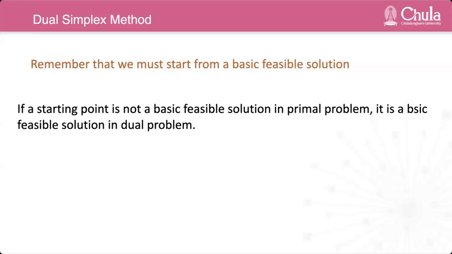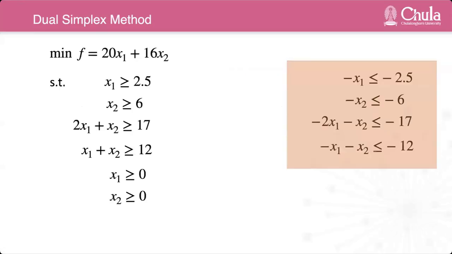So people developed the dual simplex method. Of course, if your primal problem has a feasible starting point, you don't need the dual simplex method. You don't need the two-phase method. But if not, you need the two-phase algorithm, or you can use the dual simplex method.